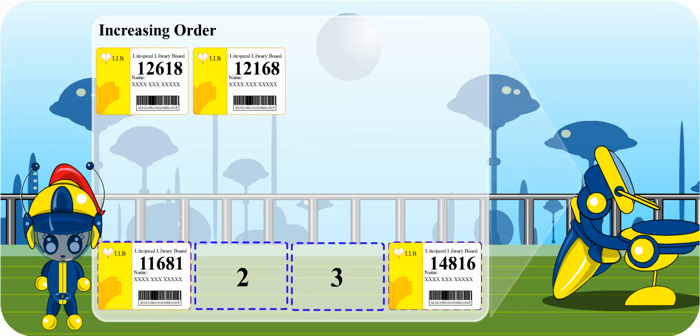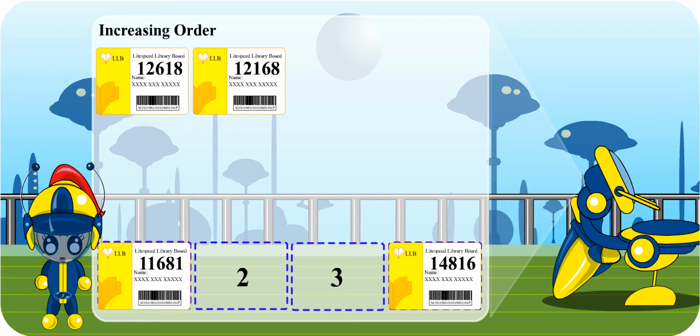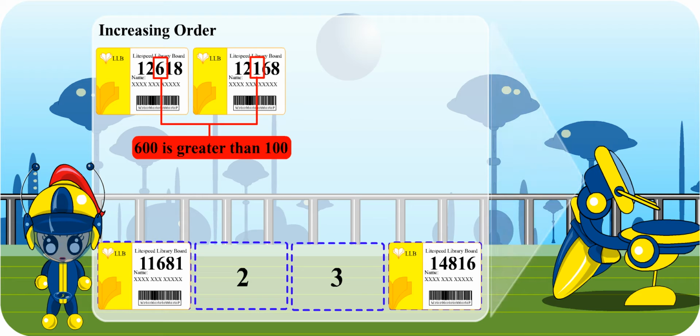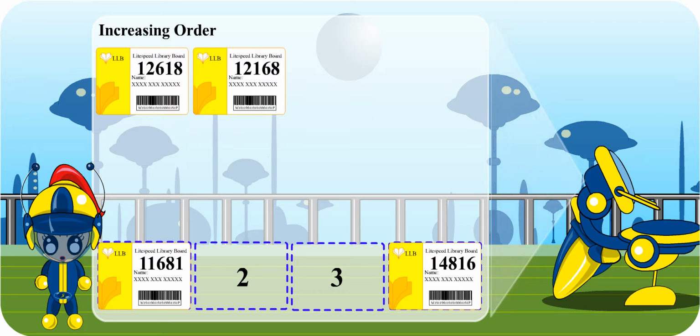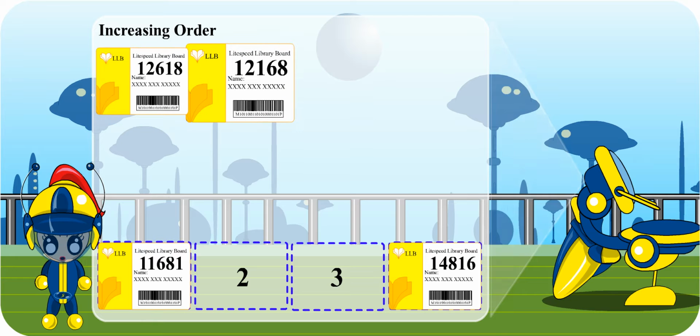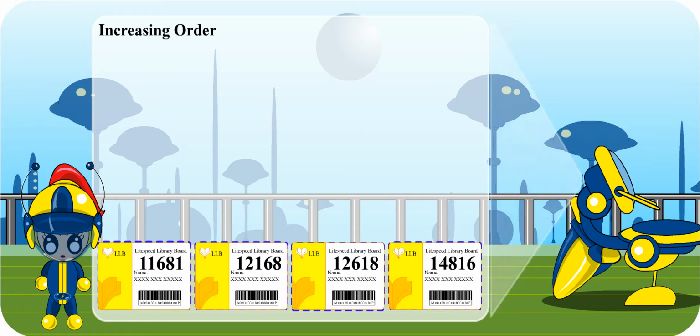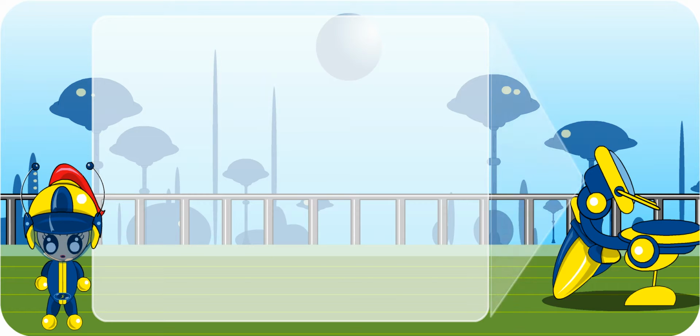Very good. But between 12,618 and 12,168, which number is smaller? As the first 2 digits of the 2 numbers are the same, I need to compare the hundreds digits. Since 6 hundreds is greater than 100, 12,618 is greater than 12,168. So I put 12,168 in front of 12,618. Splendid work.